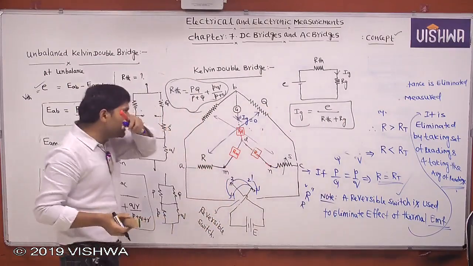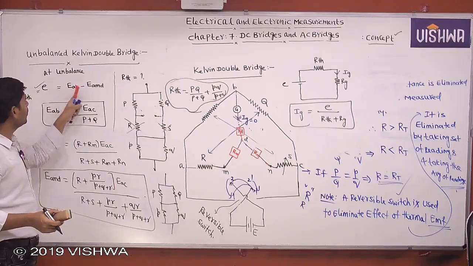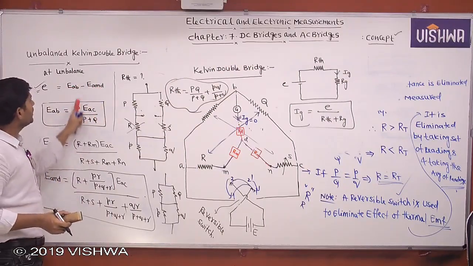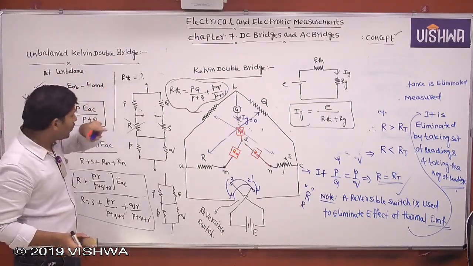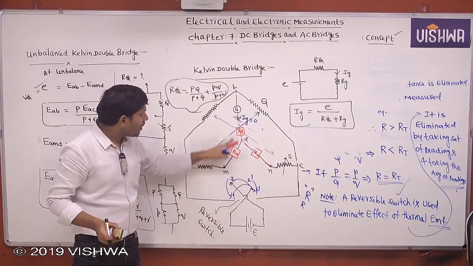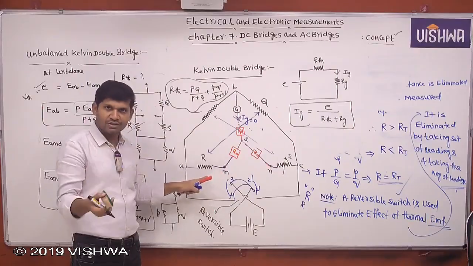If any unbalanced case is given for the Kelvin double bridge, you concentrate on how to calculate E equal to EAB minus EAMD. How to measure EAB, how to measure EAMD. Then the difference of that gives E. Then how to calculate RTH: you consider capital P and capital Q and small p and small q. But this R and S is negligible because it is a very low value of resistance.